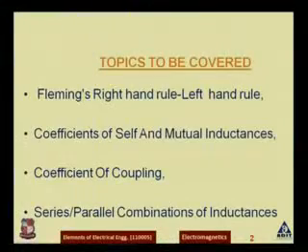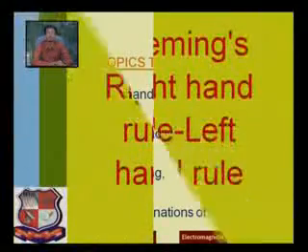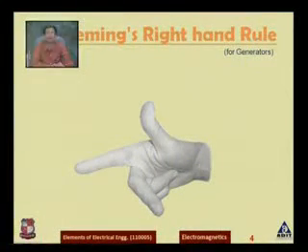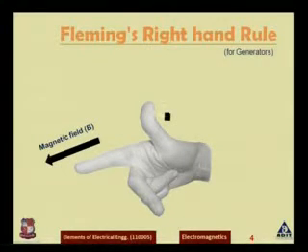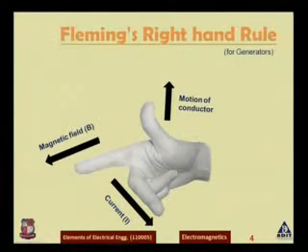Let's start with Fleming's right hand rule and left hand rule. Then we will see the coefficient of self and mutual inductance, coefficient of coupling, and series and parallel combination of the inductance. Fleming's right hand rule and left hand rule are the basic rules for studying electromagnetic induction. The rule says that if you put the right hand in this direction, the first finger will show the magnetic field, the second will show the current, and the thumb will show the motion of the conductor.